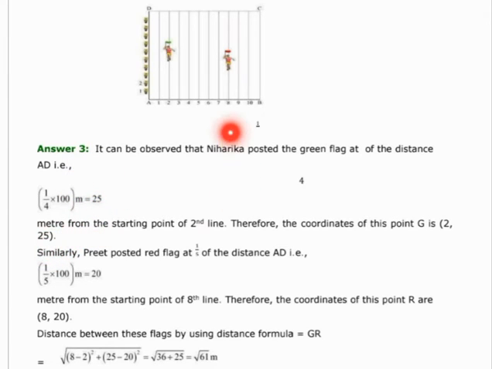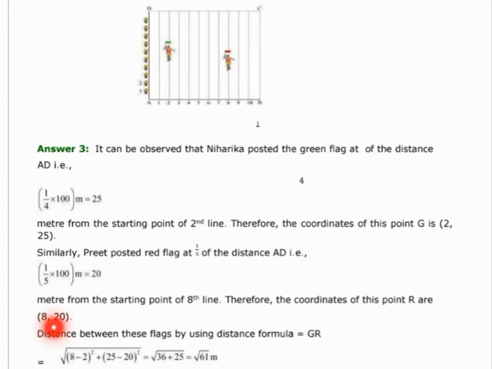Now similarly for Preet. Preet is running in the 8th row. So the x coordinate will be 8, and he runs 1/5 of AD. 1/5 of AD distance, which is 100. After cancelling you will get 20. So the y coordinate for Preet is 20 and the x coordinate is 8. So the coordinates for Preet are given by (8, 20).